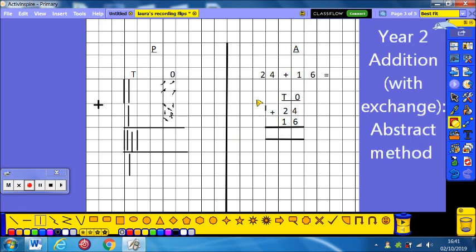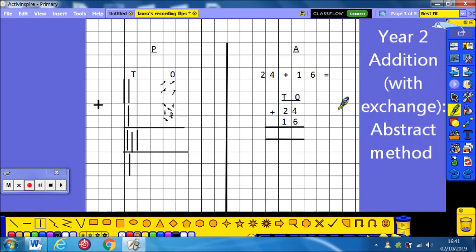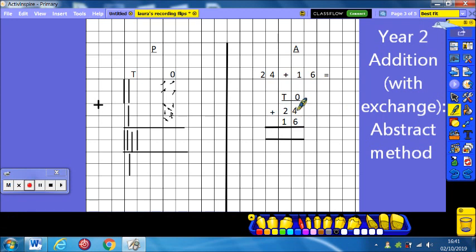We're going to look at the abstract side. We're going to add up the ones column. We're going to always start on the right hand side. So 4 add 6 is 10. 10 is made up of 0 ones. So we're going to write the 0 there. And we're going to exchange the 10 ones for a 10, and we're going to put it underneath the equal sign, like so.